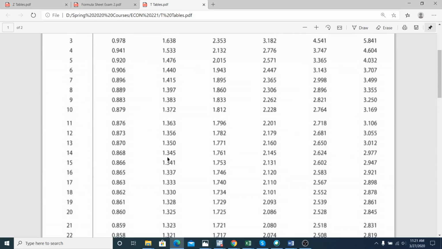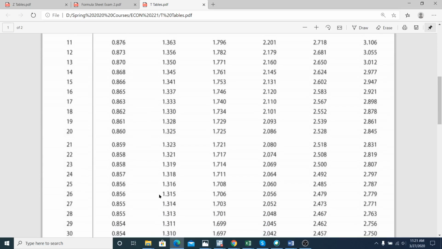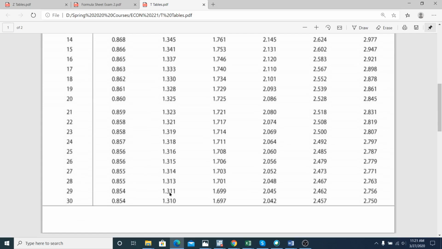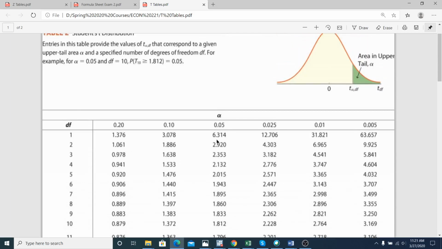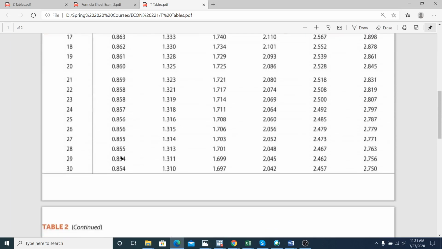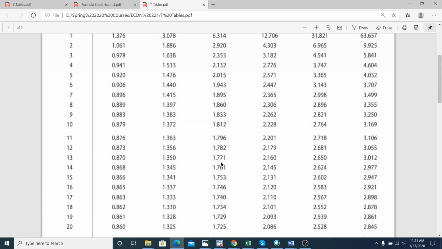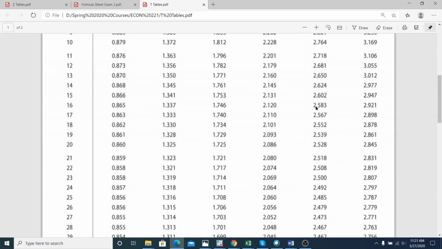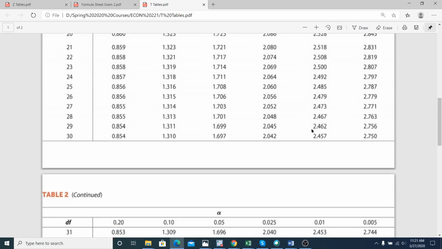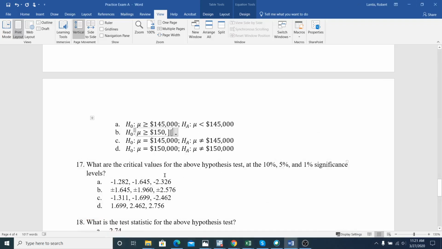I wanted 0.1 in the tail, so negative 1.311, right, a left-tail test, so negative 1.311. And then the next alpha, I wanted 0.05 in the tail, so same degrees of freedom, negative 1.699. And then the area of 0.01 in the tail, at degrees of freedom 29, negative 2.46. So those would be my critical values, right?